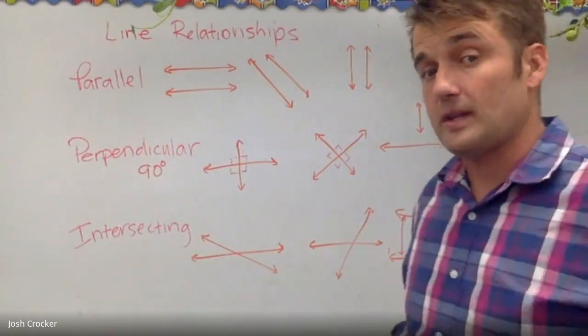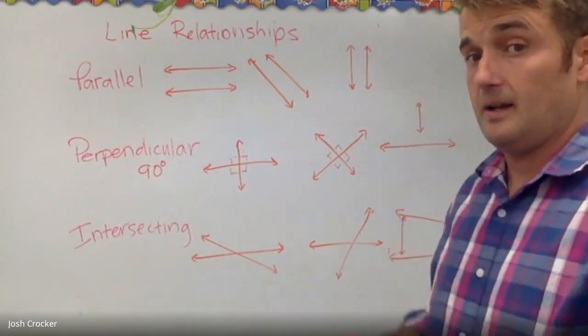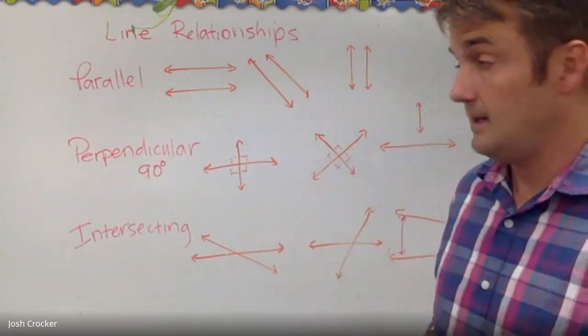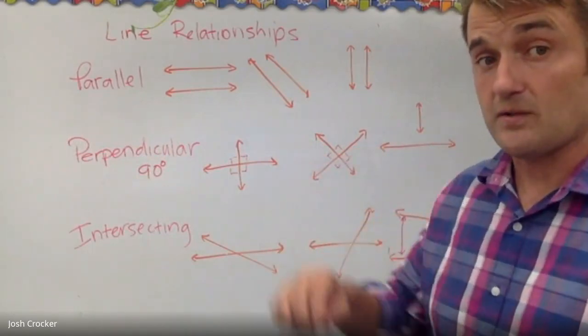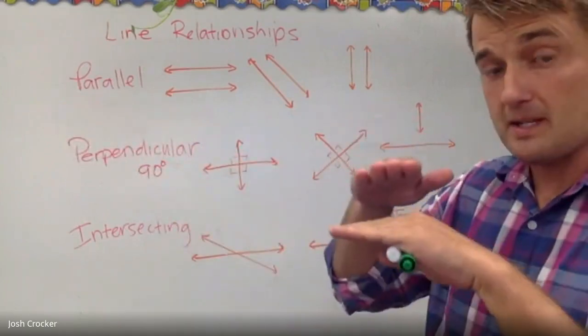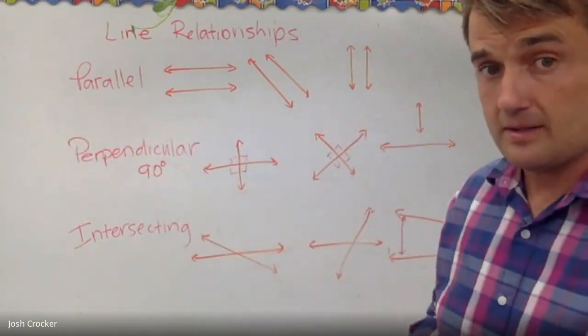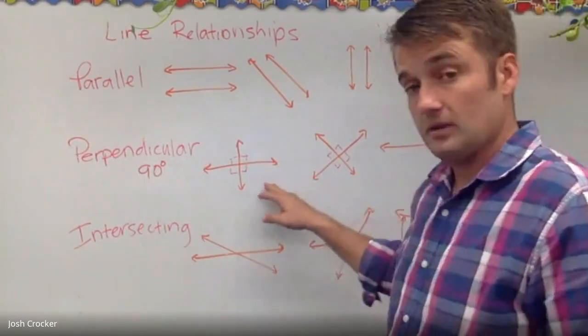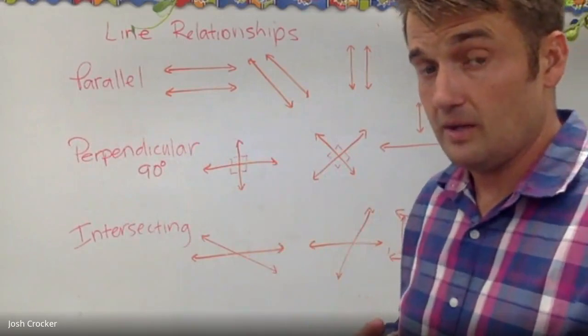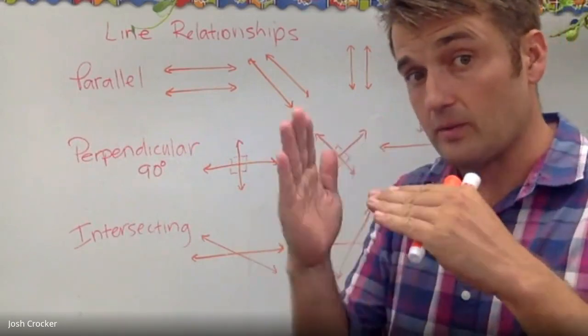So those are our three categories. Parallel lines: perfectly spaced, same direction, never going to cross. Never. If we drew those lines for 100 miles in both directions, they're so perfectly spaced that they would never cross. Perpendicular lines do cross and they make a 90-degree angle. That square, that L, that right angle.